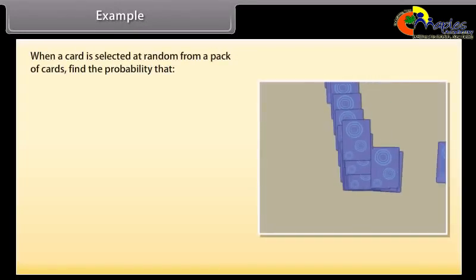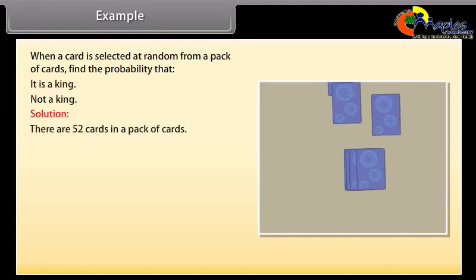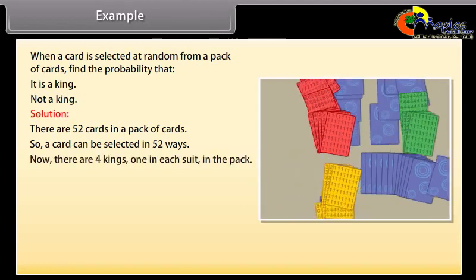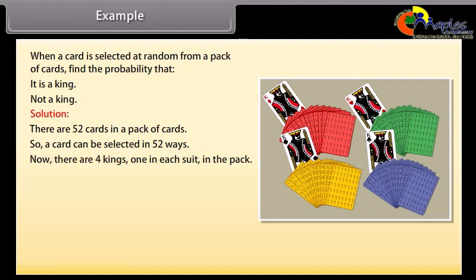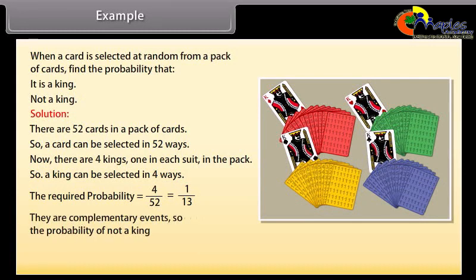When a card is selected at random from a pack of cards, find the probability that it is a king or not a king. Solution. There are 52 cards in the pack of cards. So, a card can be selected in 52 ways. Now, there are 4 kings, 1 in each suit, in the pack. So, a king can be selected in 4 ways. The required probability is equal to 4 by 52 is equal to 1 by 13. They are complementary events, so the probability of not a king is equal to 1 minus 1 upon 13, which equals 12 by 13.